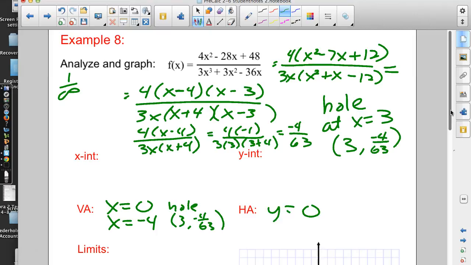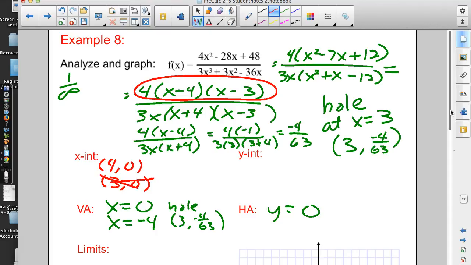All right, x-intercepts. That's where we get y to be 0. And that's going to come from that. So where are the x-intercepts? 0. Except, what do we know about 3? It's a hole. So it's kind of like I said, you want to write this down here so that you remember, every time I'm going to work with that 3, things get weird.